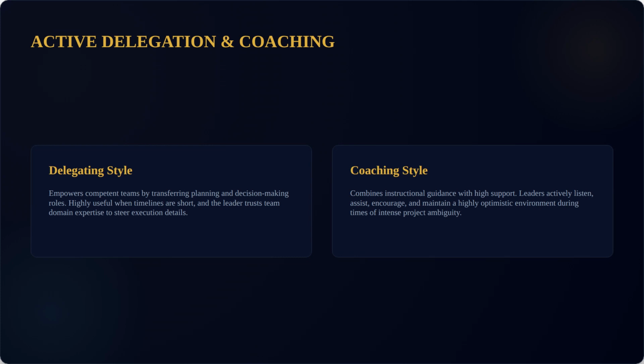Then we have the coaching style. This is a powerful, active style where you provide high-level direction but focus your energy on listening, encouraging, and removing roadblocks. Example, think of legendary sports coaches. They don't run onto the field or kick a ball for the player. Instead, they stand on the sidelines, build the player's confidence, analyze tactics, and guide them through moments of uncertainty. In Scrum, this is a core capability when a team is learning to self-organize.